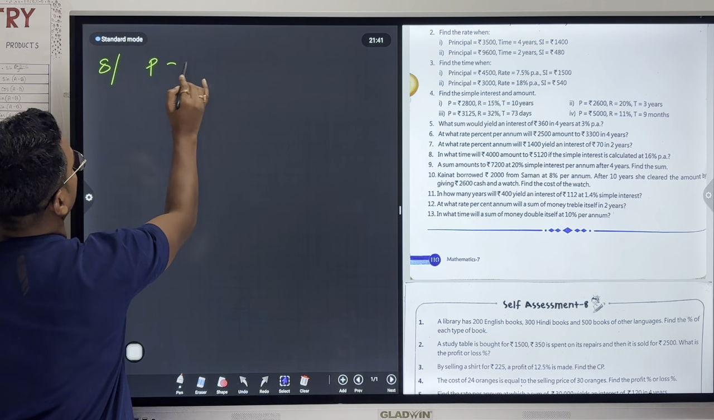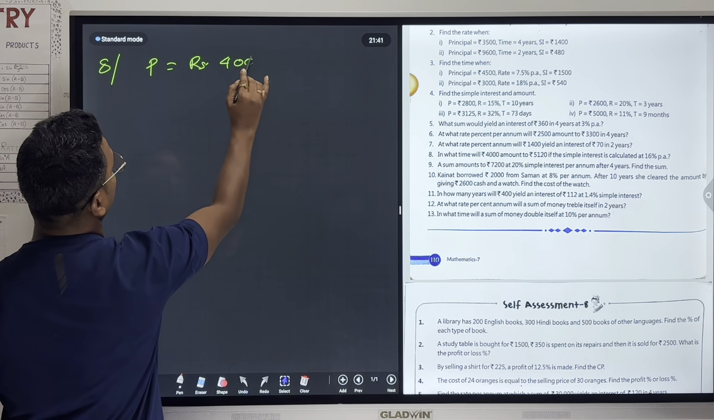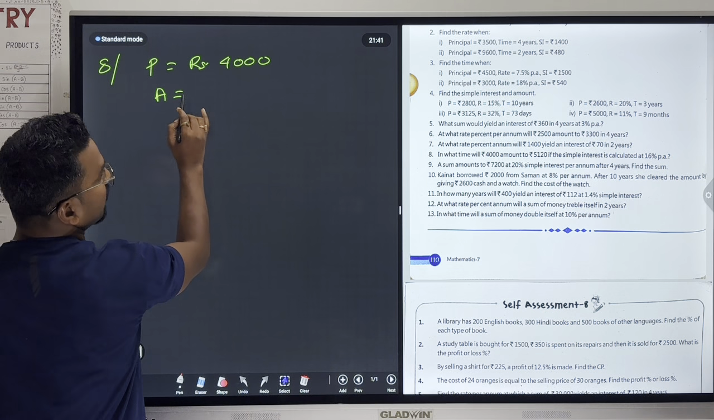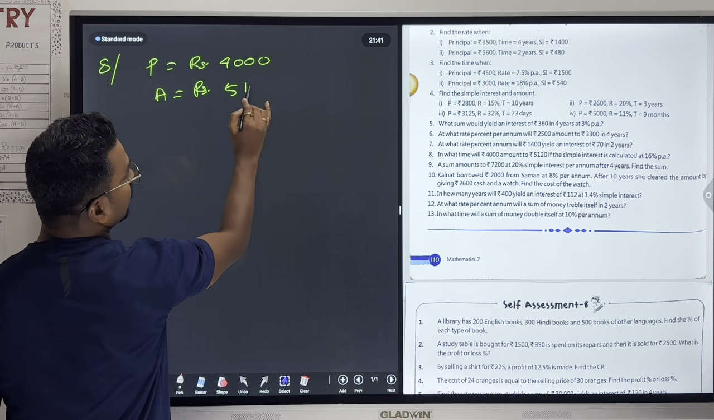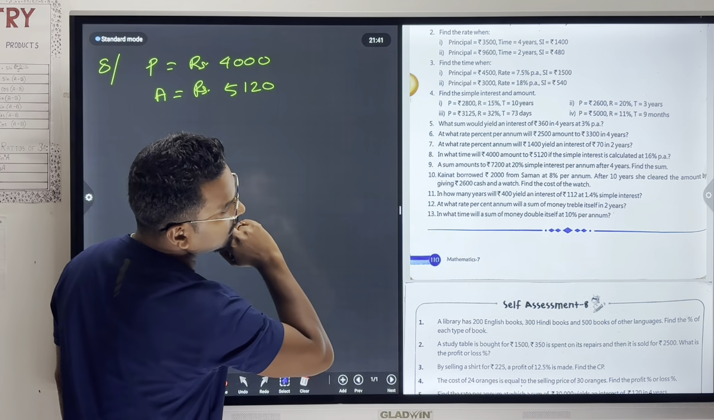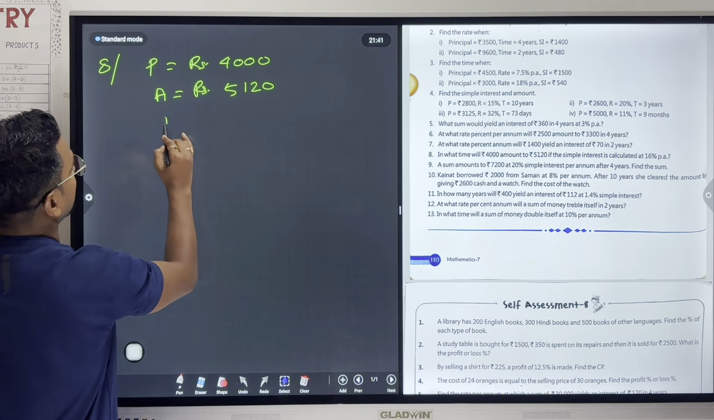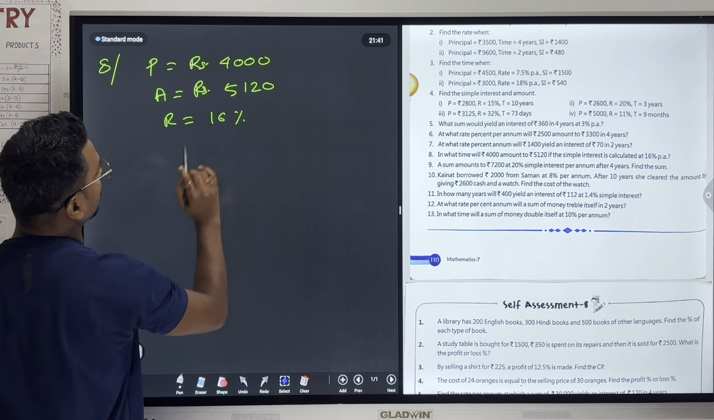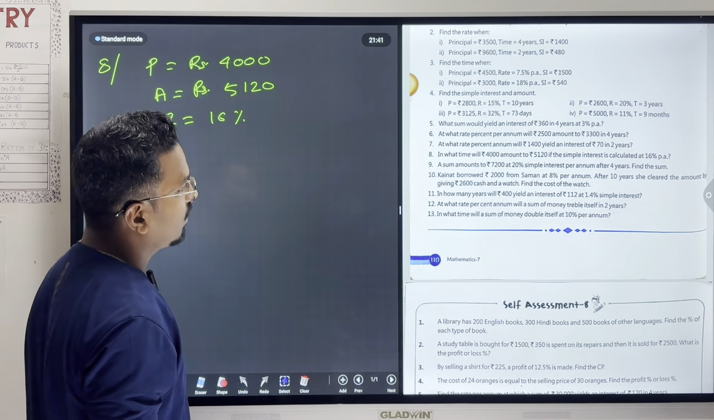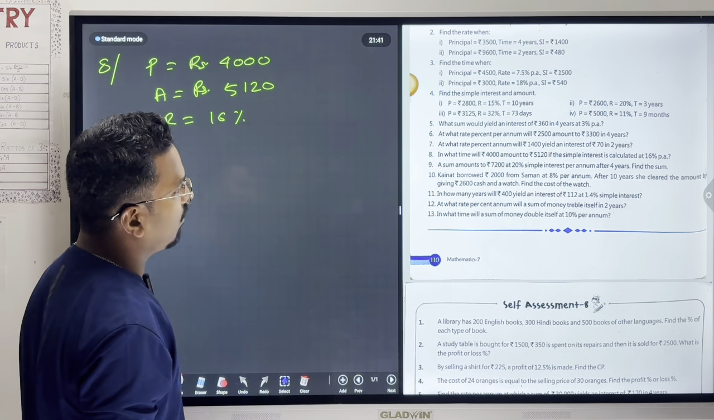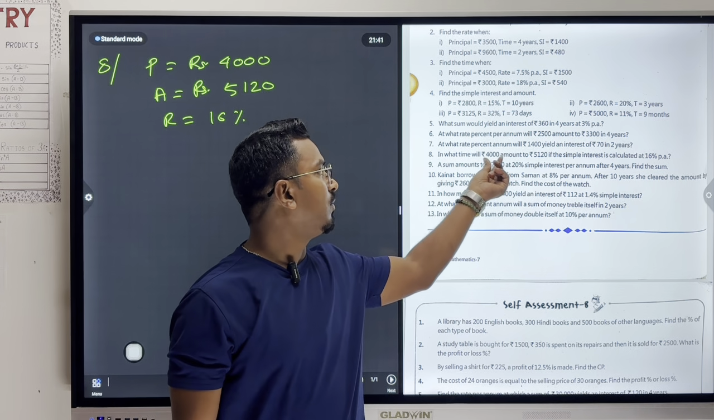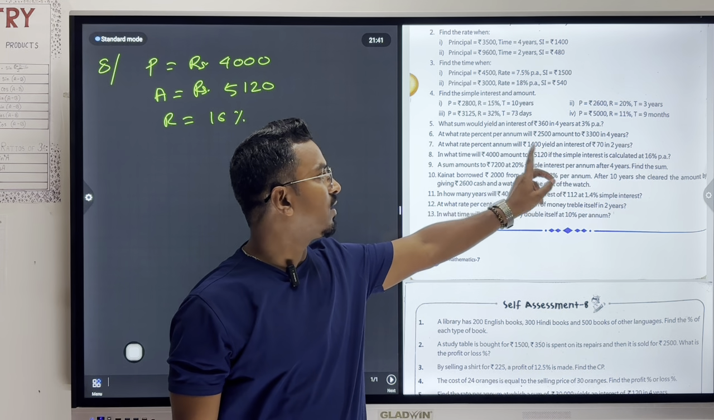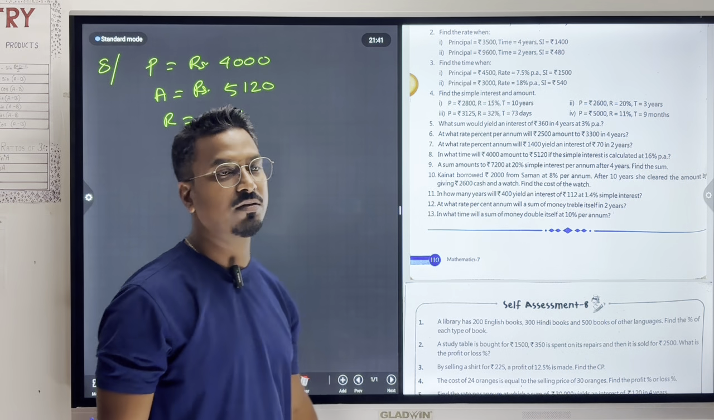Principal is given, rupees 4000. Amount is given, rupees 5120, and the rate of interest is given, 16%. So you have to find the time. If you invest 4,000 at a rate of interest of 16%, after how many years will it become 5120?